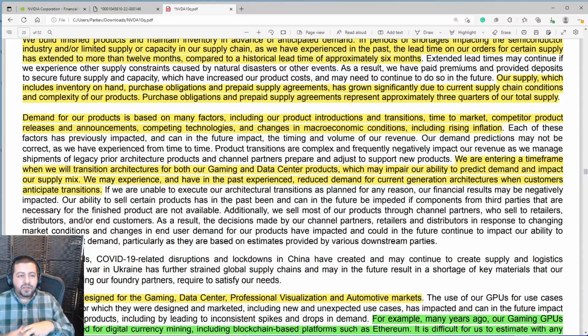So they might experience reduced demand for not only this new generation of products, but also the previous generation of products, because as you might imagine, if you're a customer in the market for a GPU and you expect a new one to come out in the next few months, you're not going to buy the old model when you expect the new model to come out in the next 3 months. So you're going to wait.